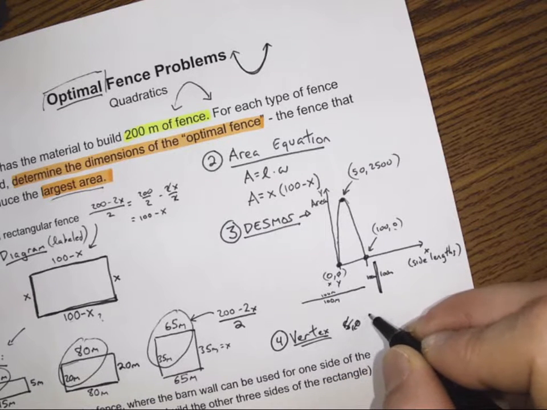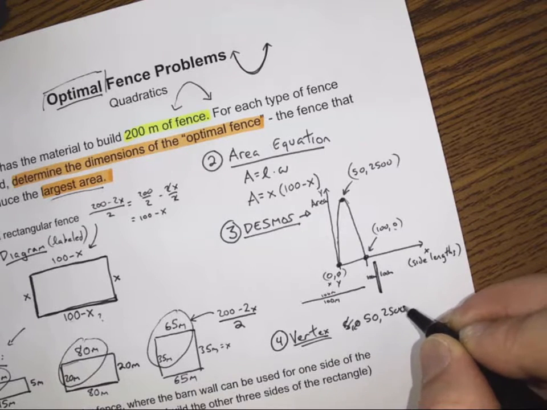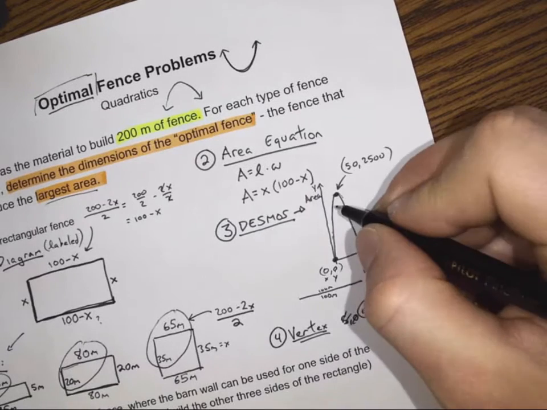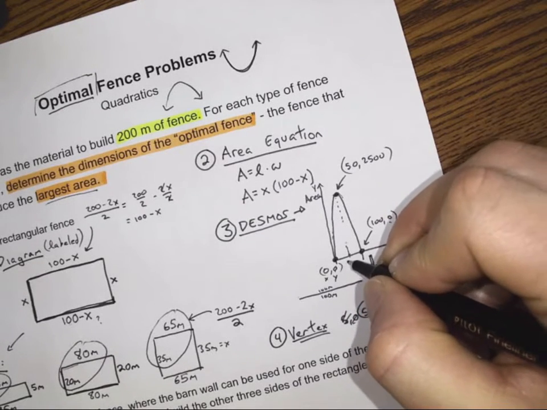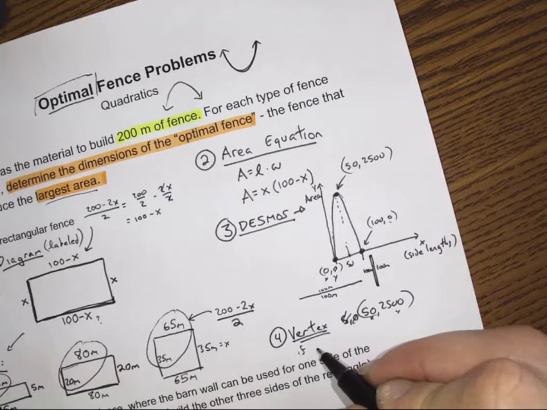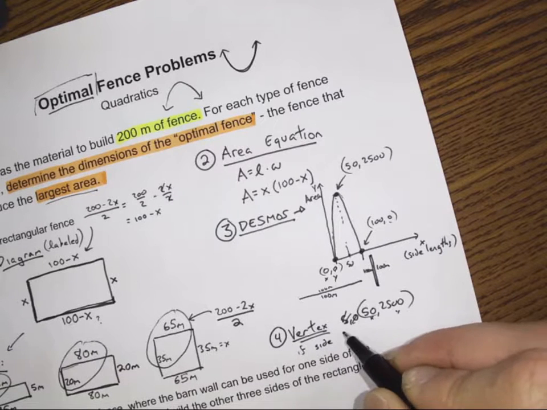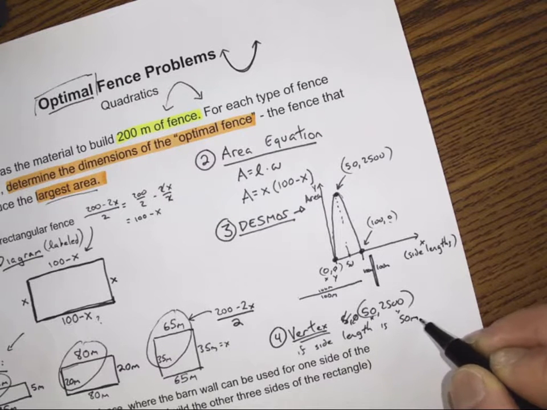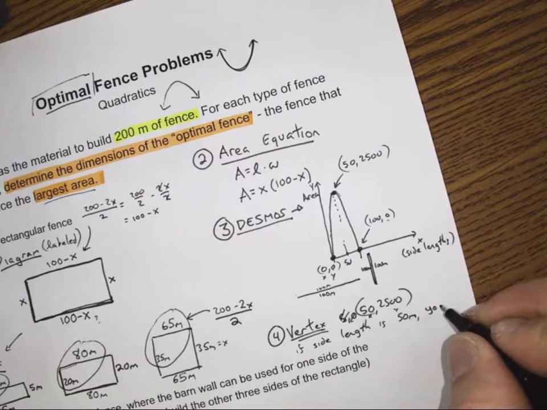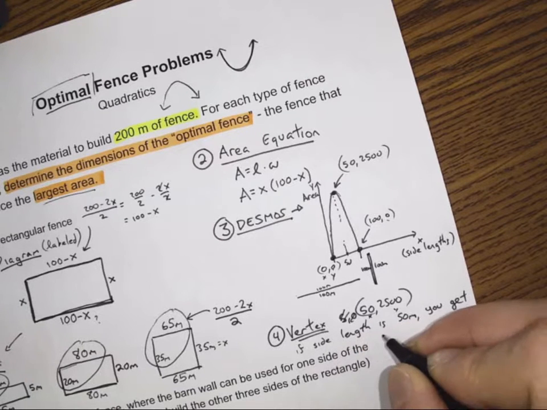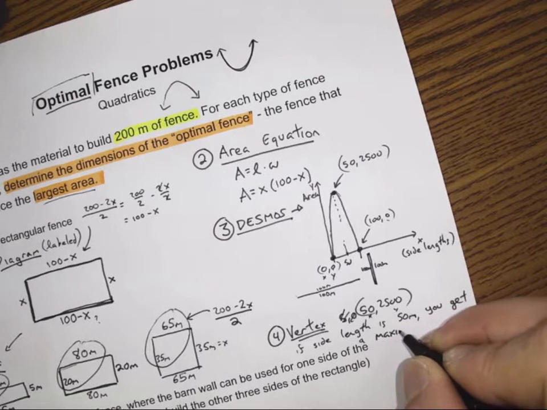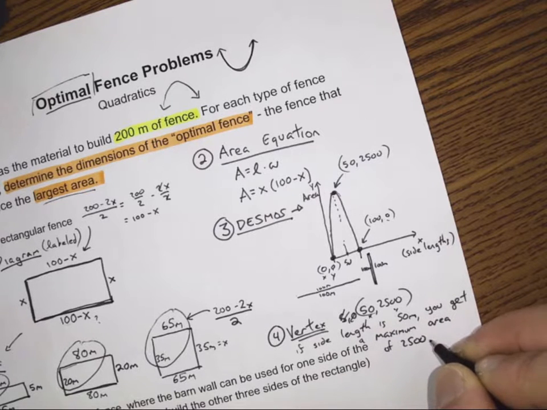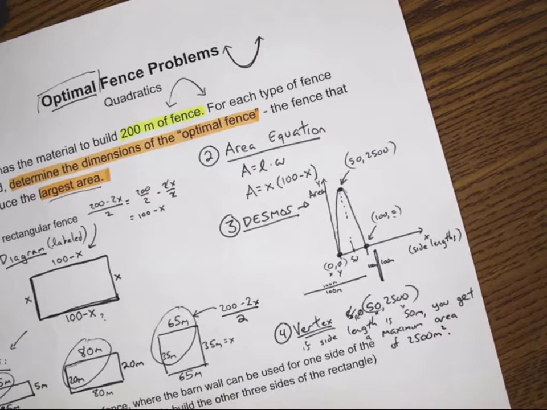50, 2500. And that's an x and that's a y, and that says that if you choose a side length, an x value of 50, if side length is 50 meters, you get a maximum area of 2,500 meters squared.